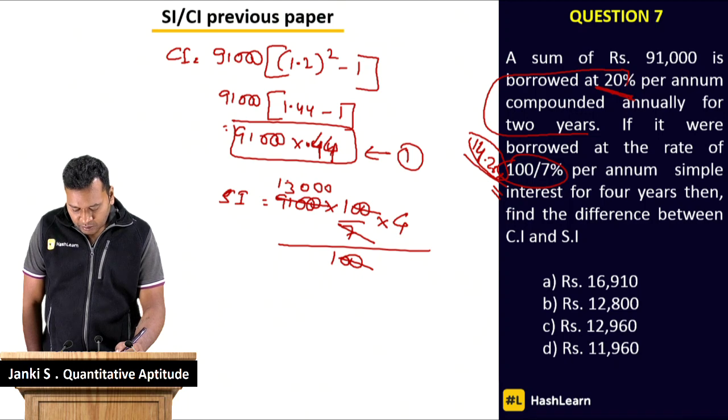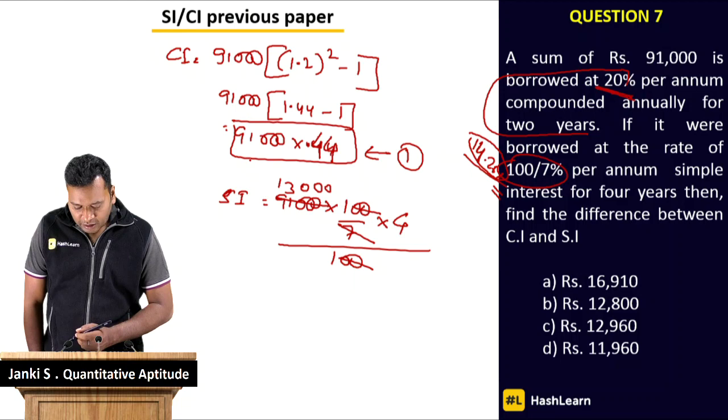13,000 into 100 by 7. By 100 is the format given here, right? So 100 by 7 is in terms of percentage by 100. So if I go by this, the problem is it's difficult to get this number, right?